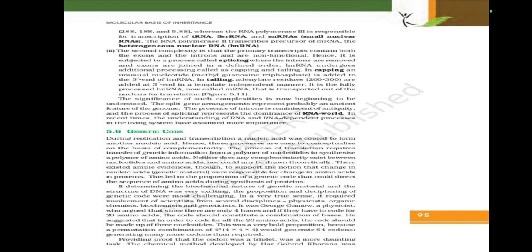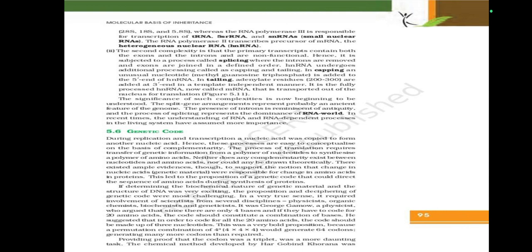The second complexity is that the primary transcripts contain both the exons and the introns and are non-functional. Hence, it is subjected to a process called splicing, where the introns are removed and exons are joined in a defined order. hnRNA undergoes additional processing called capping and tailing.